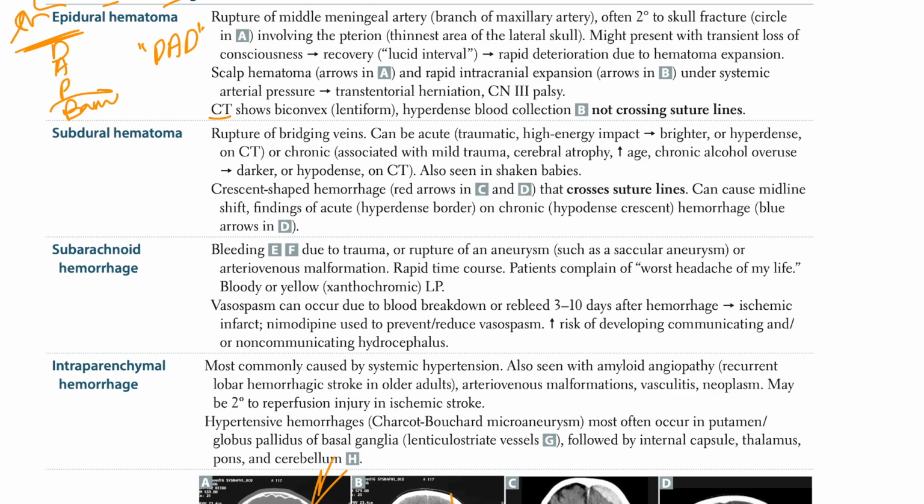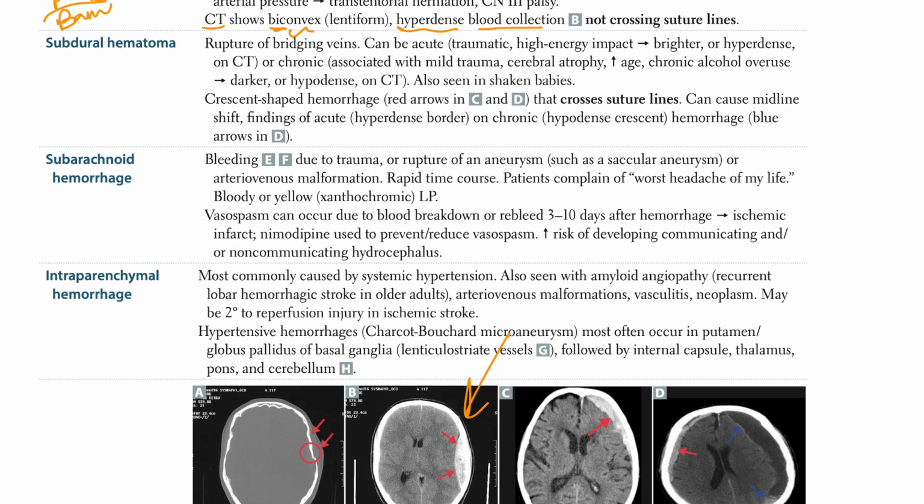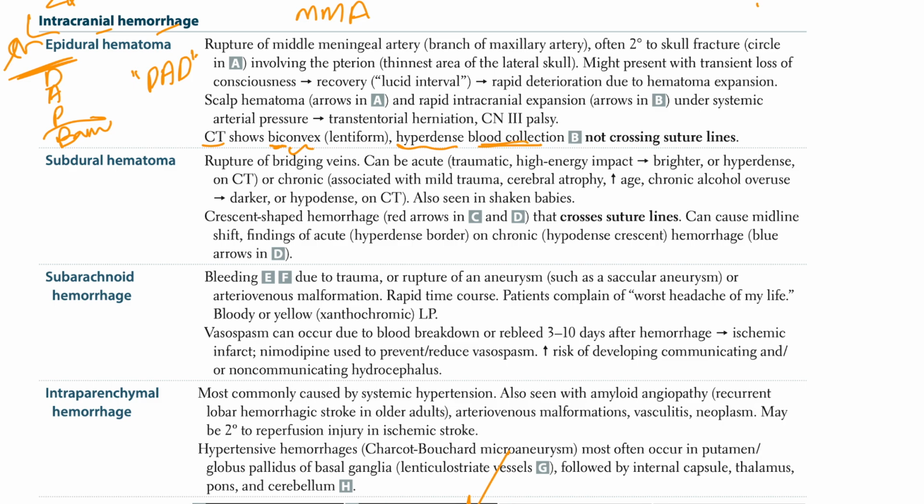CT would show a biconvex, lentiform, which is simply saying lens shaped, hyperdense blood collection. Again, hyperdense is the white. So let's just take a look at what we talked about. Blood will look white. What do you see here? White, right? So hyperdense blood collection, which is not crossing suture lines.